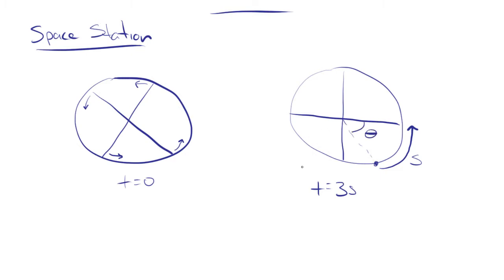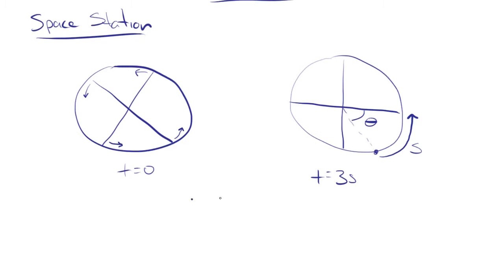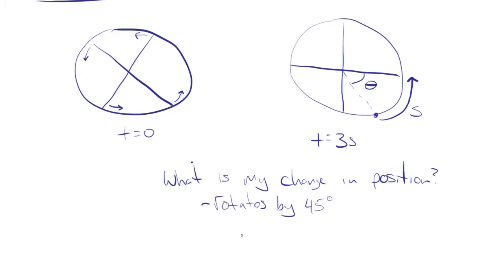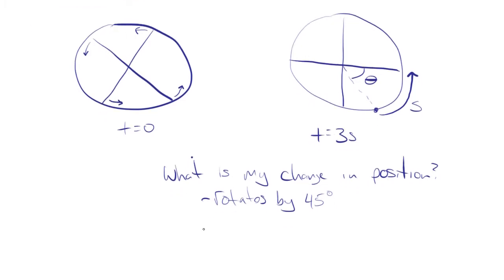Well, I just told you how that's related. But I can ask the question in a couple of ways. What is my change in position? I'm standing on the outside of the space station. I rotate from this point up to this point, and I ask, what is my change in position? Well, I can answer in a few different ways. I could say that I rotated by, it looks like, 45 degrees. That would certainly be an accurate way to describe your change in position.